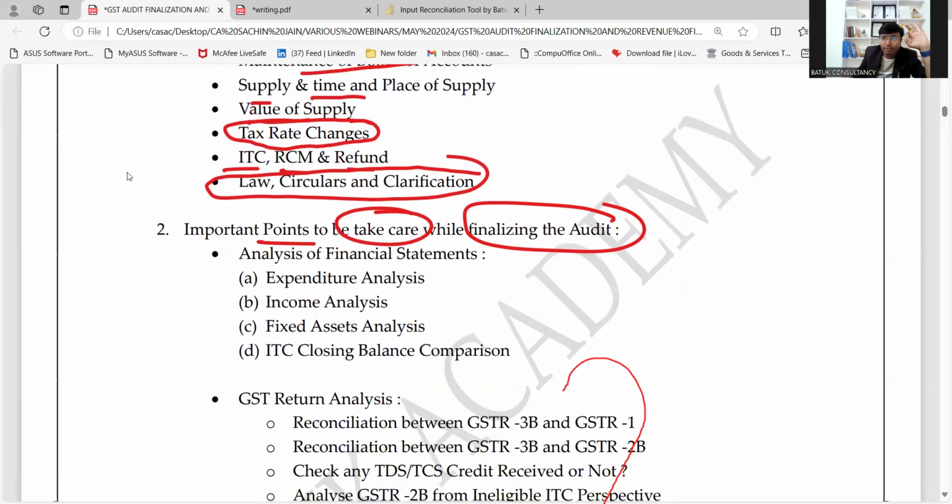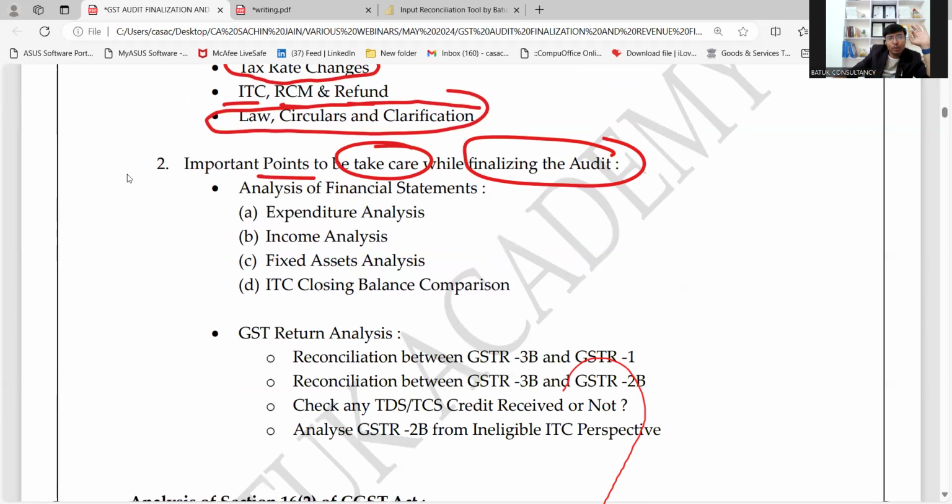So the first and foremost point is that I have to analyze the financial statements, because when you analyze the financial statements, this is my guarantee to you that you will get multiple insights from the analysis of the financial statements.